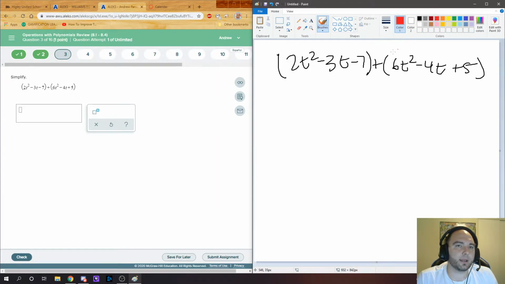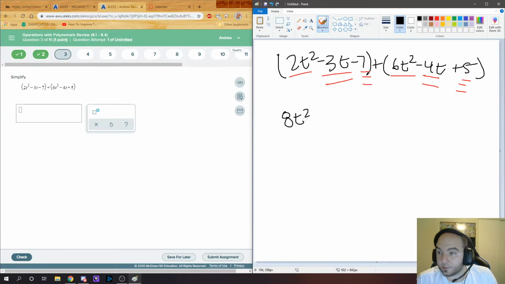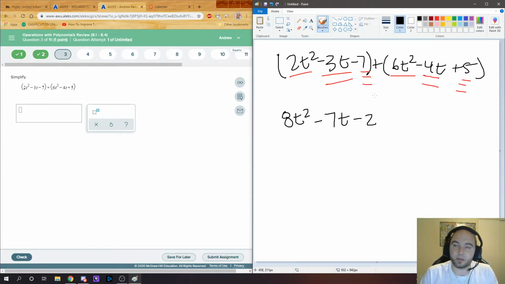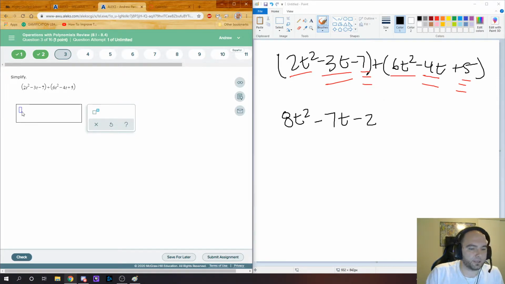So when I say adding the like terms, I mean here's a like term, and there's a like term. T's are a like term. Numbers are a like term. Notice I'm putting extra underlines. So 2t squared plus 6t squared is 8t squared. Don't change the exponent. We've had a lot of opportunities where exponents should change recently, but not on these. -3 and -4t make -7t, and -7 plus 5 makes -2. That's it, you're done. You're just simply adding the like terms.